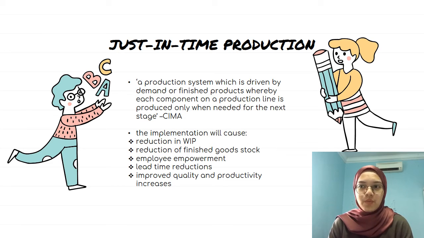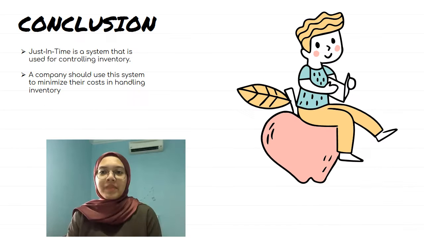Just-in-time production will cause a reduction in work in progress, reduction of finished goods stock, and employee empowerment. It will reduce the lead times, improve the quality, and the productivity of the product will increase.